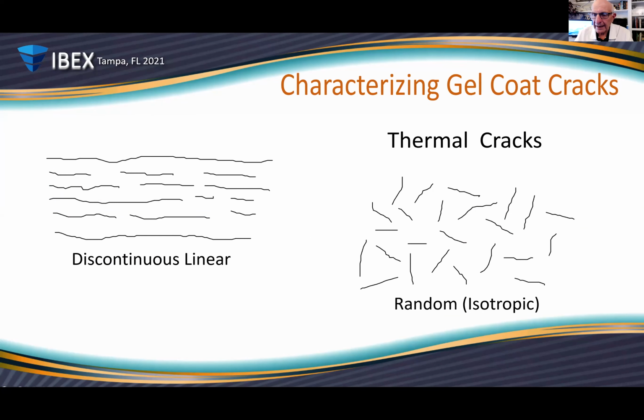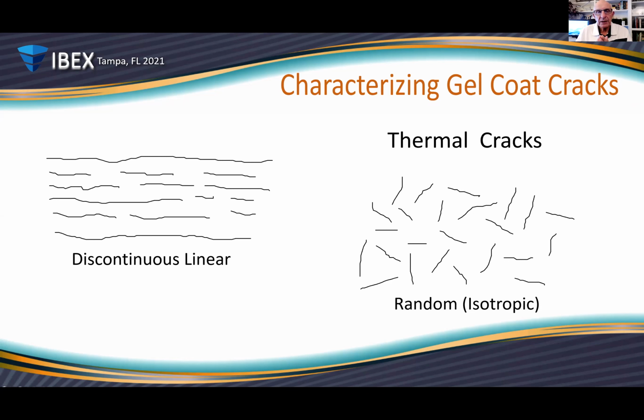Another form of cracks is our thermal cracks. When we see thermal cracks, the dead giveaway that they're thermally induced cracks is that they are discontinuous. So you might see these discontinuous linear cracks or random or isotropic cracks.